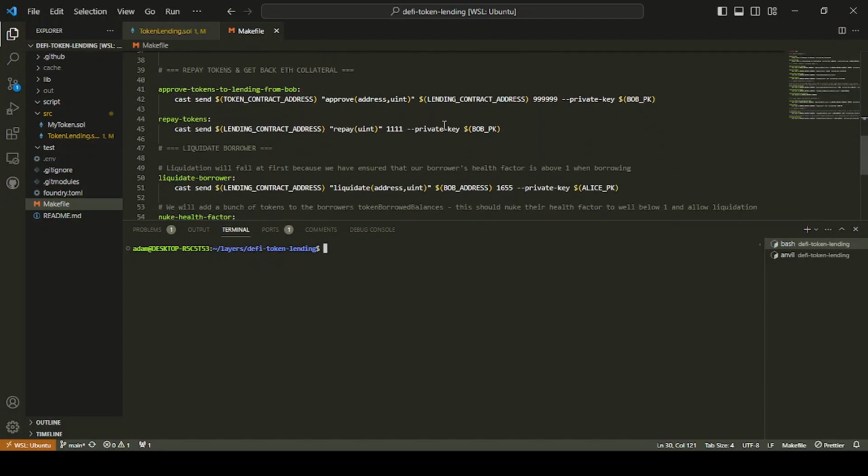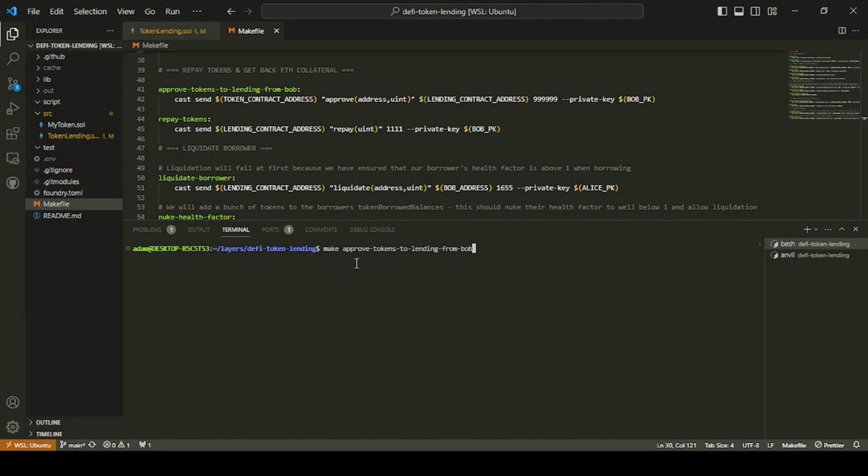So we'll do this now. Again, we're going to repay tokens and get back some ETH collateral. So what we'll do here is go make approve tokens to lending from Bob. Bob now has, I think, 4,000 tokens, but we're going to allow up to 999,999 again.